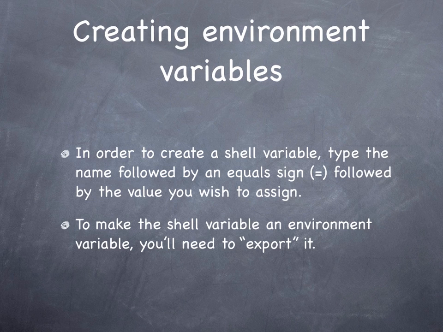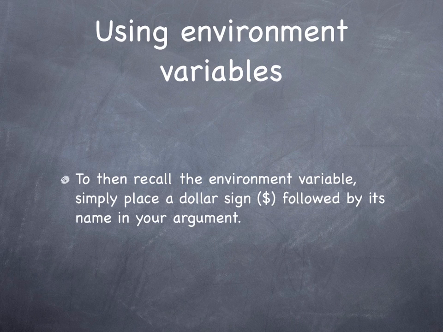You can create environment variables quite easily. You simply give the name and then immediately followed by an equal sign and then the value you wish to assign. And you can also update environment variables in the same way. To make a shell variable an environment variable, you need to export it, and that's very simple as well. To recall the environment variable, simply place a dollar before the variable name, and then just as file name expansion works, your environment variable will be expanded to the value of the variable.